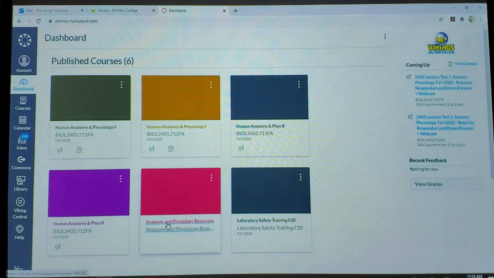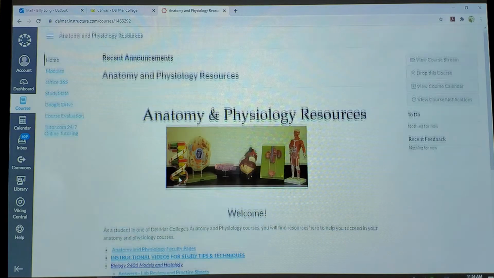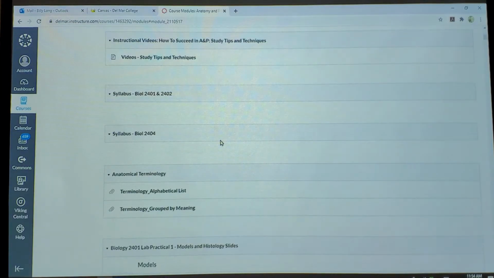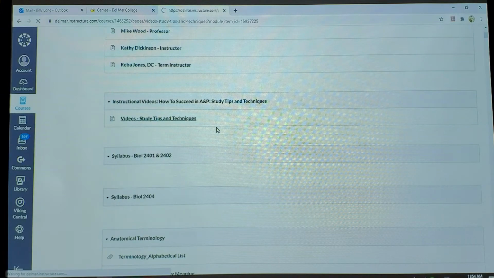Then, once it's on your dashboard, you can open this course, and there's several things in here. One is all the anatomy and physiology faculty members pages. Another one is instructional videos for study tips and techniques. These are videos of me teaching students how to study better, how to take tests better, how to be a better A&P student, how to manage your time. So if you're struggling with managing time or how to study properly or any of that, click on this and there will be several videos that pop up, okay? One is study tips and techniques. That's where all the videos are.